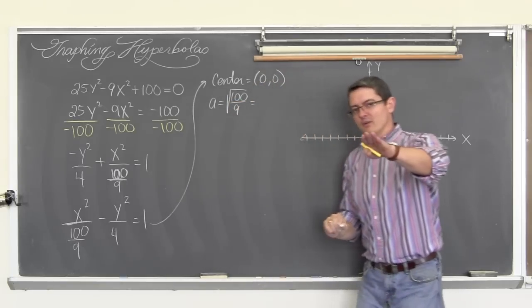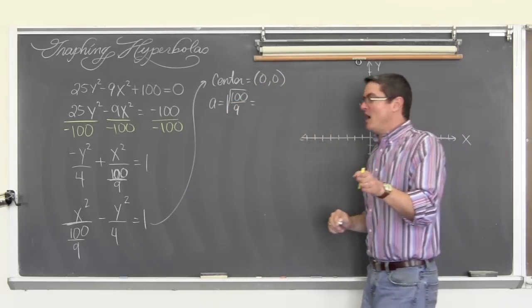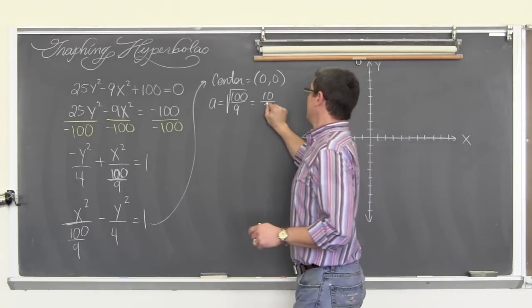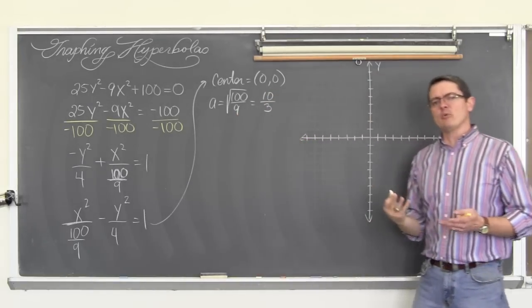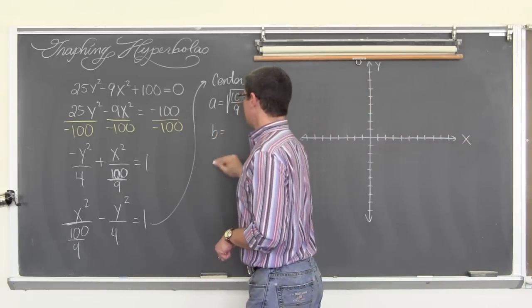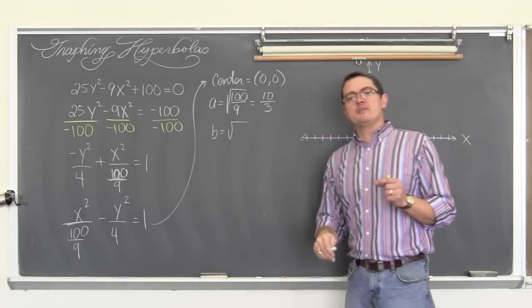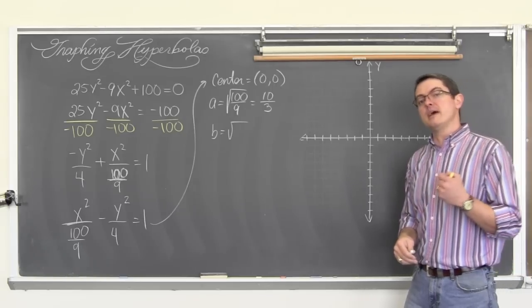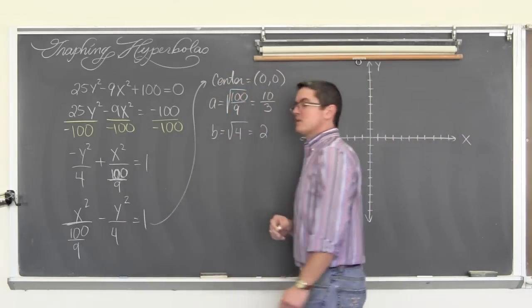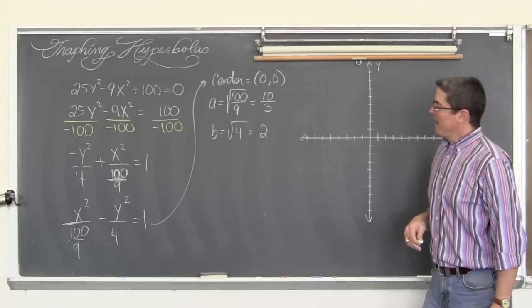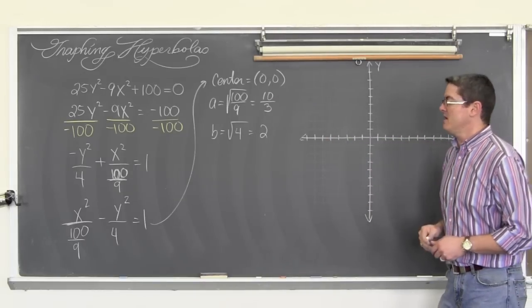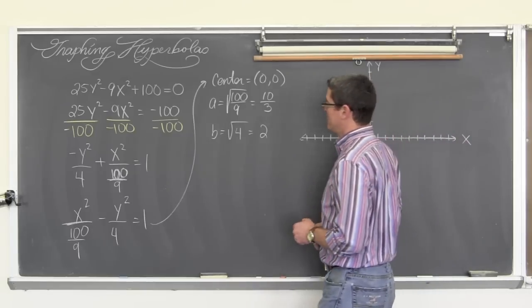Don't grab your calculator, right? I mean, we can do the square root of 100. It's 10. And the square root of 9 is equal to 3. I'm going to leave that in exact form, but we know that's 3.3 repeating. B is going to come from the square root of the denominator under the negative term. So b is going to be the square root of 4, which is equal to 2. And again, I have my a value bigger than my b. That does not have to be the case. That's only for ellipses, where a has to be bigger than b.